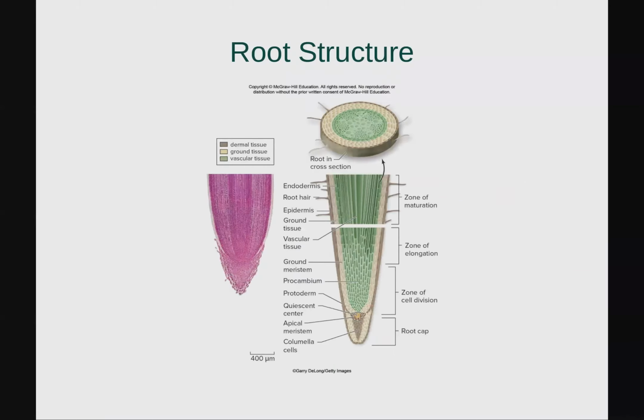So let's physically look at this in 3D structure. We have the root cap down here, again, that protective layer. We have the zone of cellular division, the zone of elongation, and the zone of maturation. They all do slightly different things. So let's talk about each of those four areas.